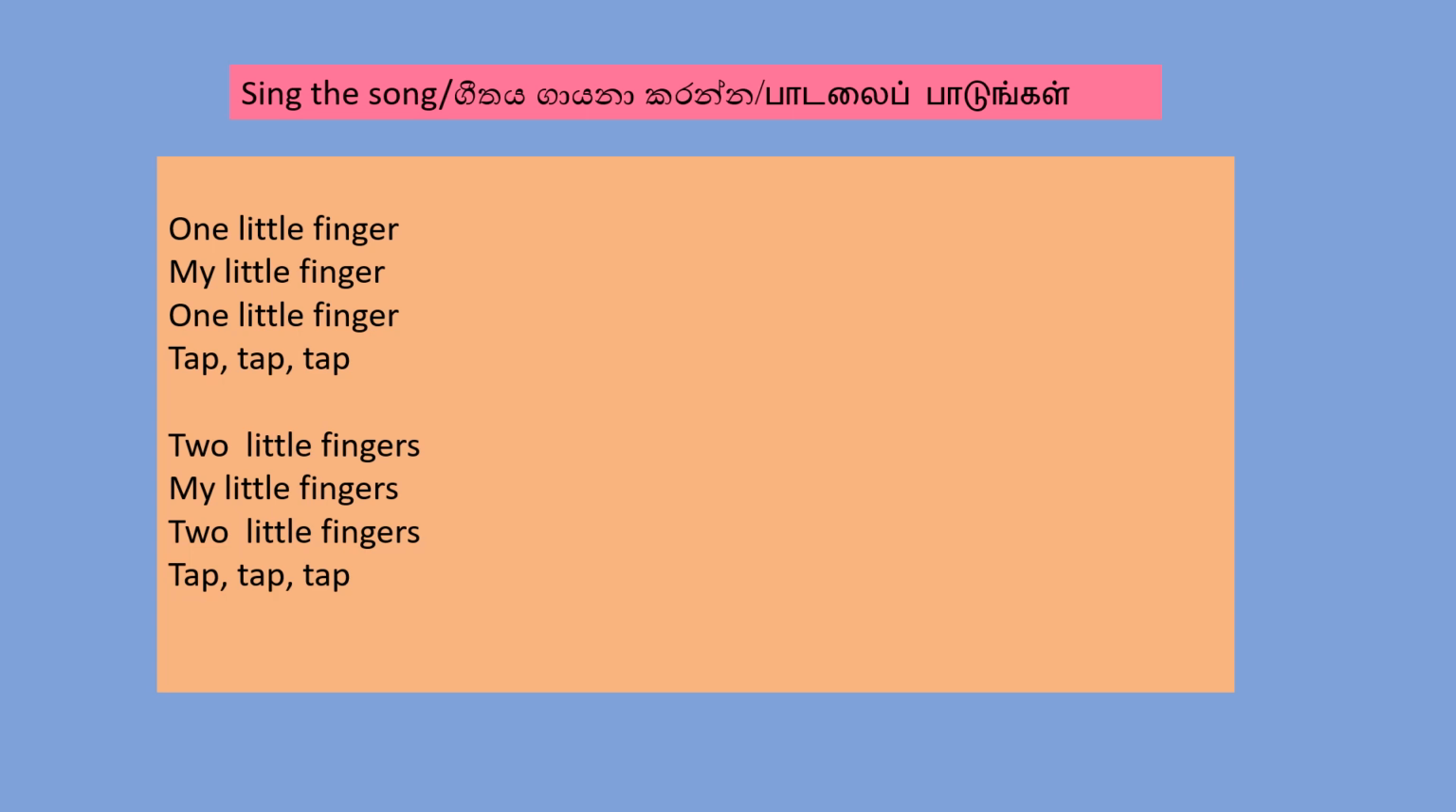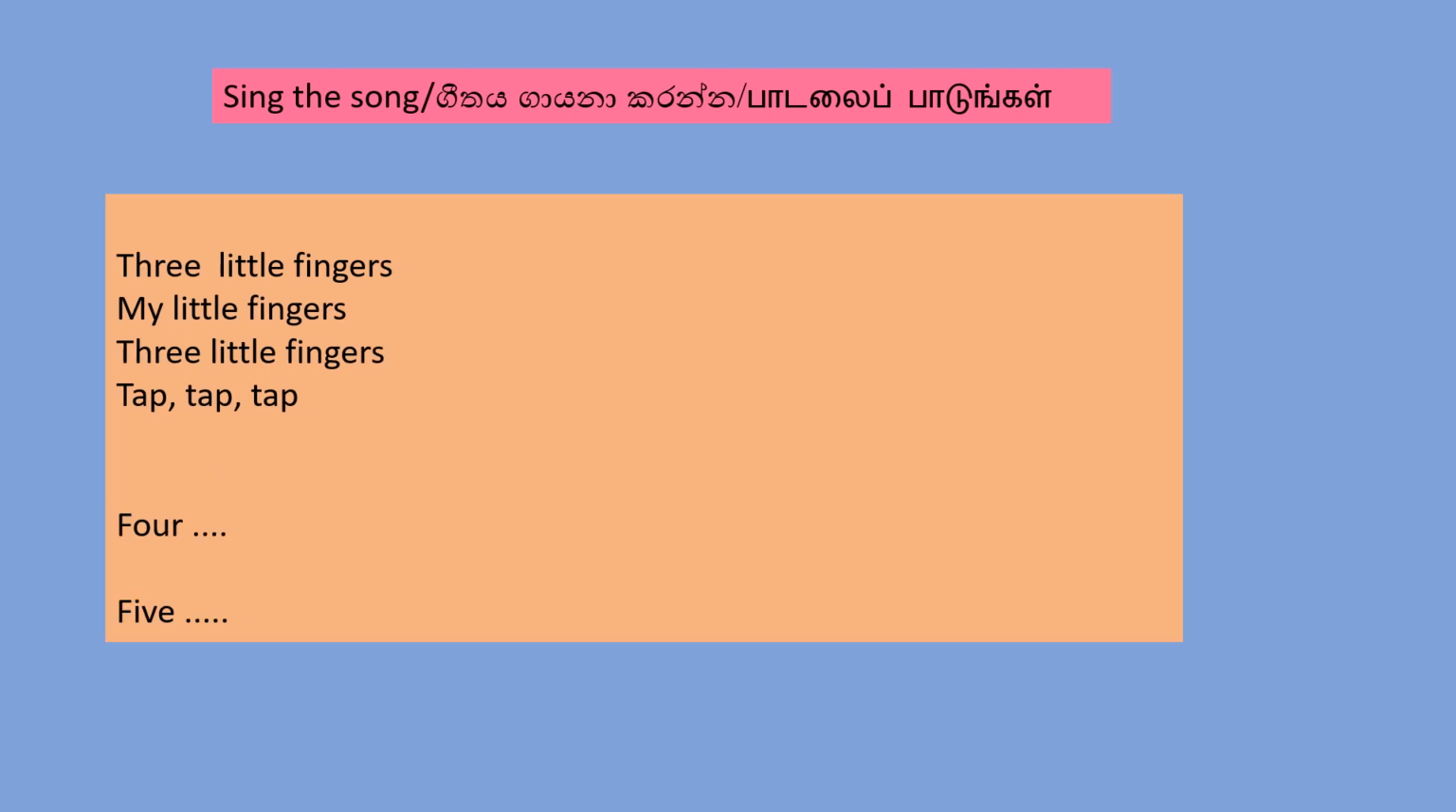Sing the song. One little finger, my little finger. One little finger, tap, tap, tap. Two little fingers, my little fingers. Two little fingers, tap, tap, tap. Three little fingers, my little fingers. Three little fingers, tap, tap, tap.